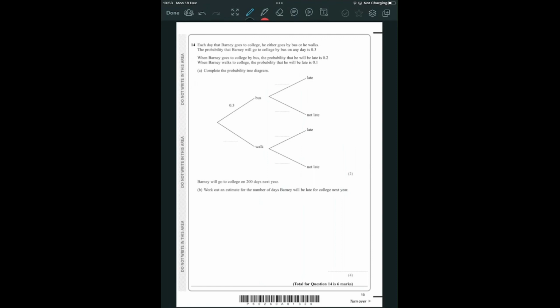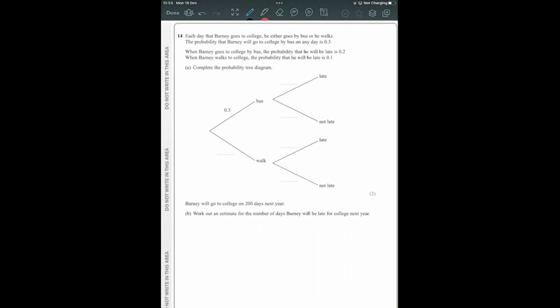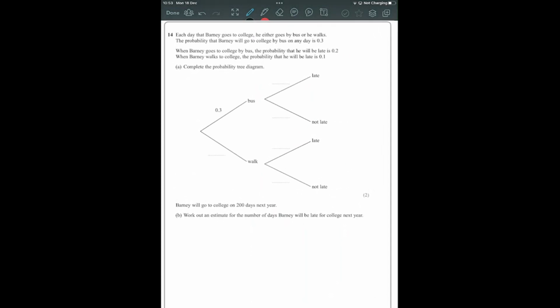Question 14, a tree diagram. Each day Barney goes to college. He either goes by bus or he walks. Probability of going to college by bus is 0.3. Well, that means the walking is 0.7.